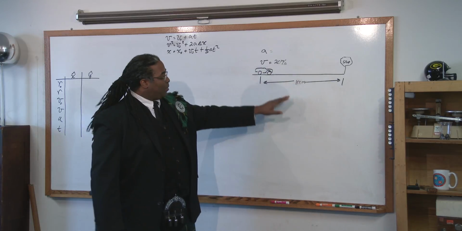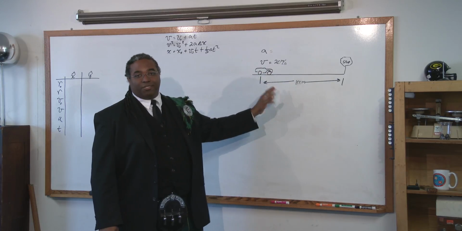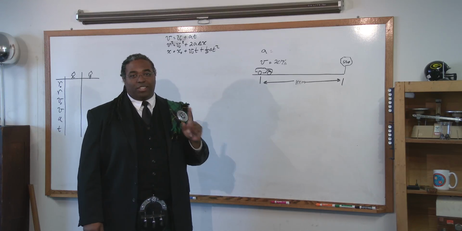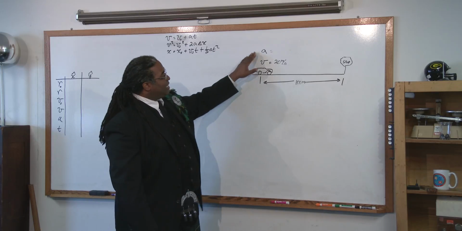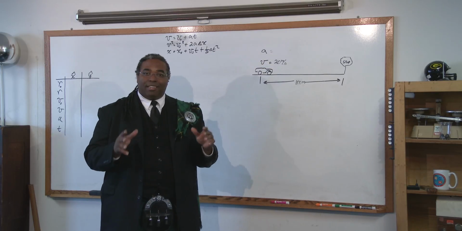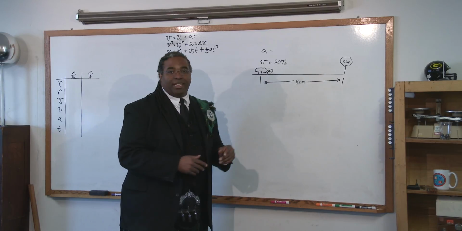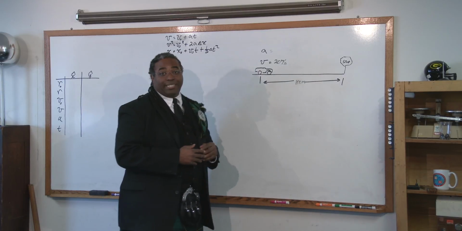But this time, you know how long it has to stop in terms of distance. It's going to stop in a distance of 100 meters. So what this problem is going to ask is, what is the deceleration of the car if it can stop in 100 meters? Assuming it started at a speed of 20 meters per second.